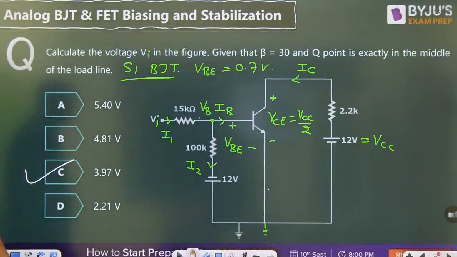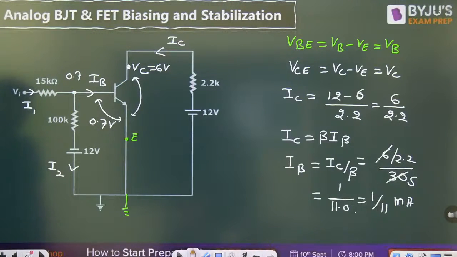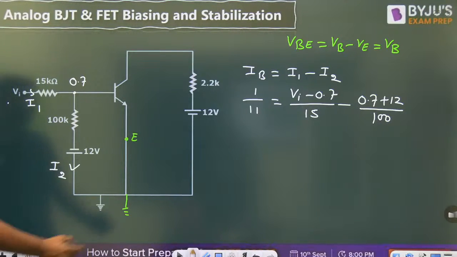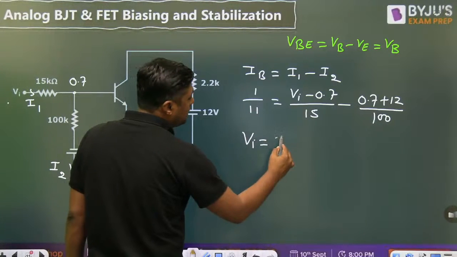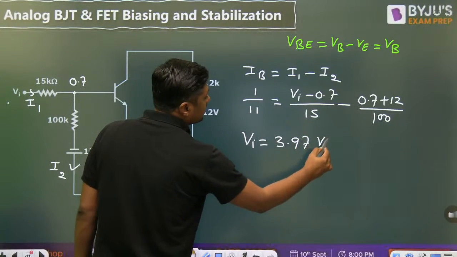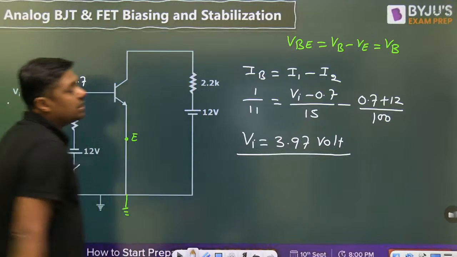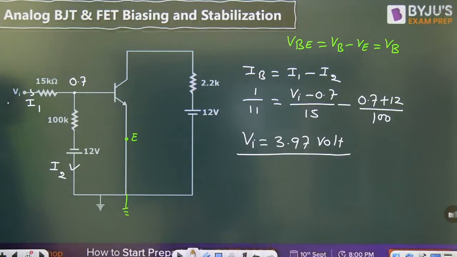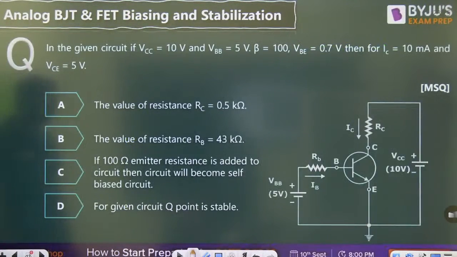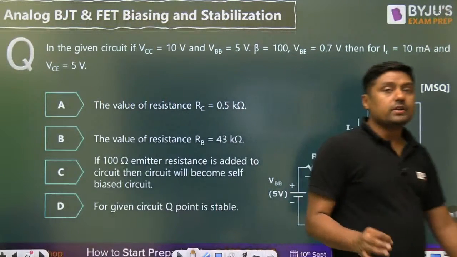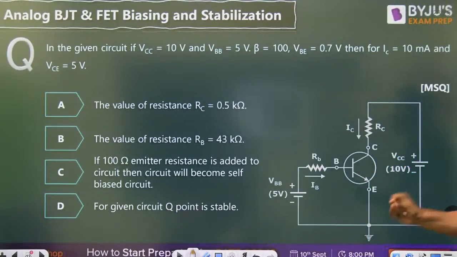Okay then. Now, next question. Please try to avoid the calculation mistake also. 3.97 volt. Okay. Wow. This is the MSQ. Multiple choice question. We have solved the 4 MCQs.